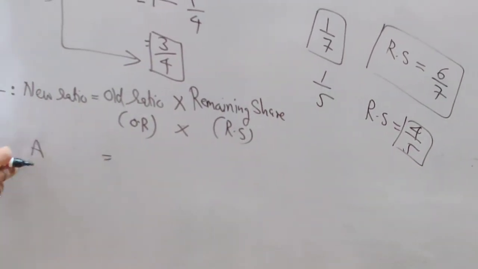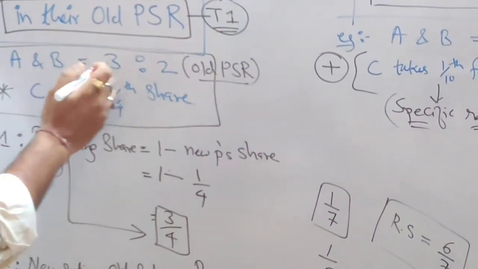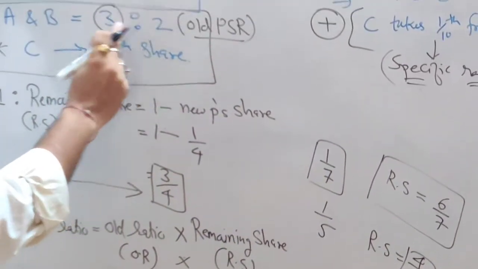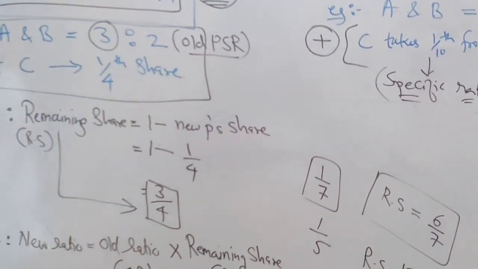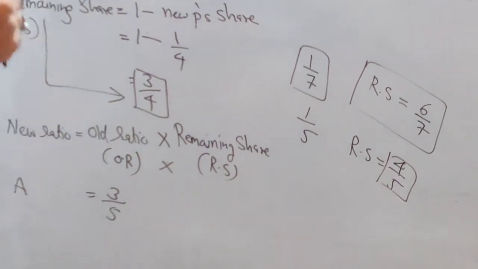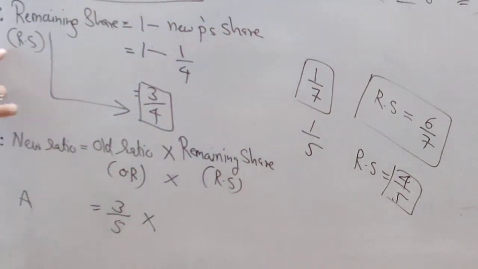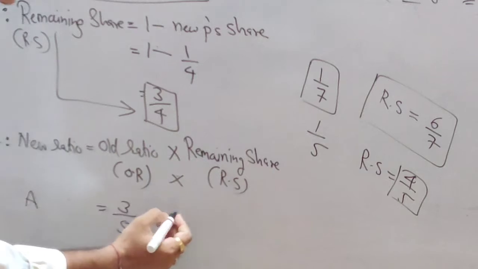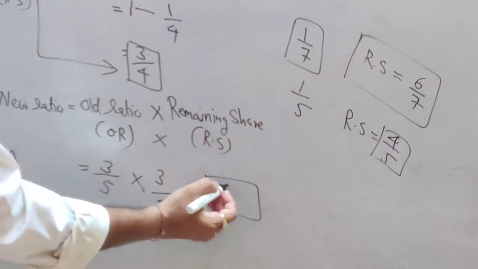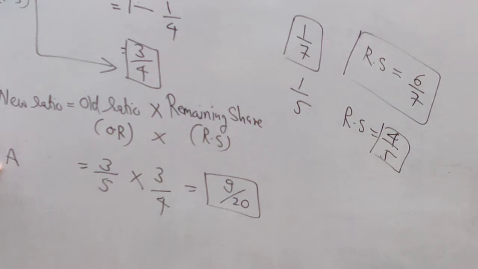So for A's new ratio, what is A's old ratio? You check. Old PSR of A is 3. Now what you have to do? You have to take the total of this ratio. 3 plus 2 is 5. So you are going to write the old ratio as a fraction. Don't say only 3. You will write 3 upon 5 into the remaining share, which we calculated in step 1, that is 3 upon 4. Now what will be the answer, students? 3 3s are 9. 5 4s are 20. This is the new ratio of A.